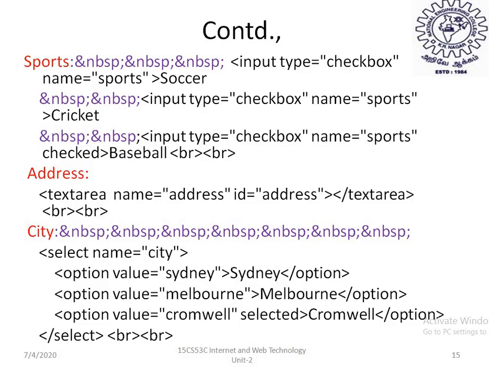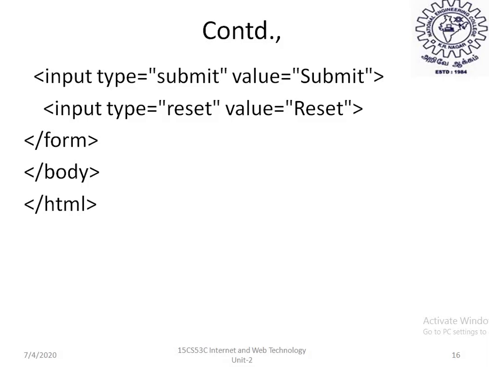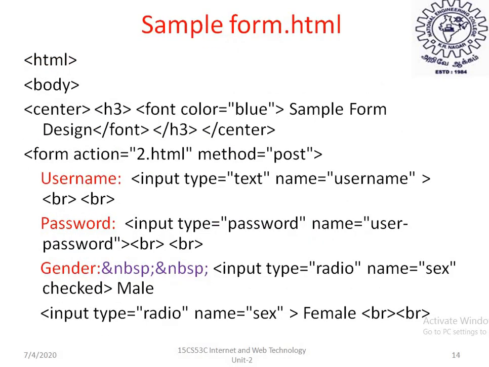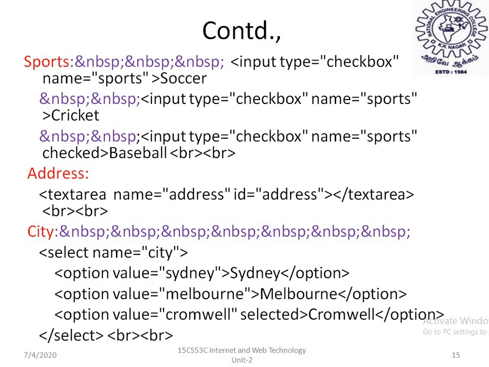Next, sports information is collected in the form of checkboxes, and the address can be collected in the form of a text area. Similarly, the city can be chosen from the select box. Finally, you have two buttons, one is the submit button and another is the reset button. Whenever you click the submit button, it automatically moves to the 2.html page, and the reset button is used to reset the above fields to their default values.